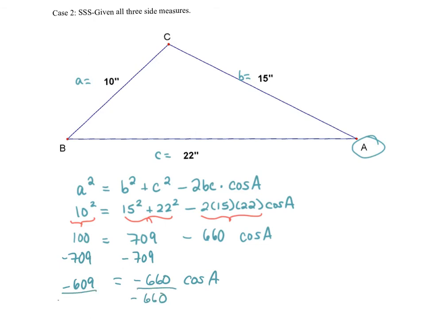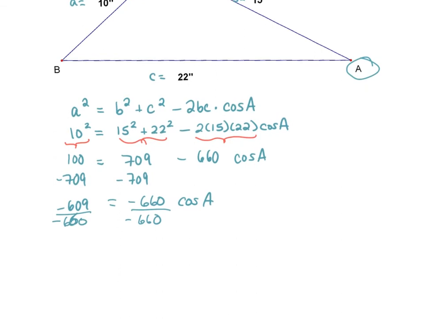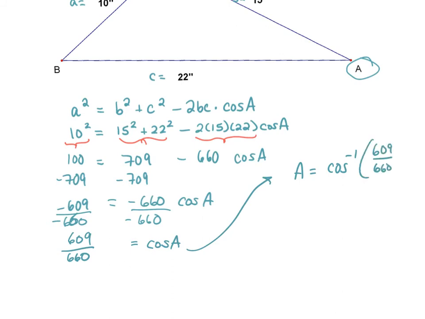And then I'll divide both sides by negative 660. So we end up with the cosine of A equals 609 over 660. And so of course now I can use a similar process. I have the ratio, I want the angle, so I'll use the inverse cosine of 609 over 660. So angle A turns out in the calculator to be 22.7. Again, I know I keep saying this, but make sure your calculator is in degrees or it's not going to give you the correct answer.